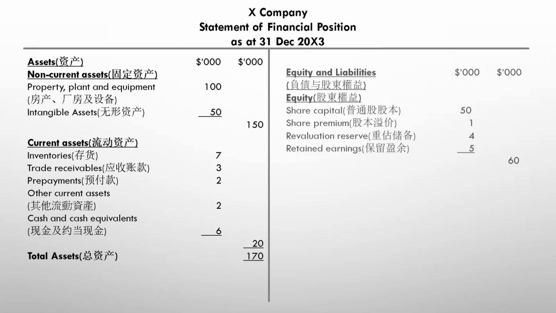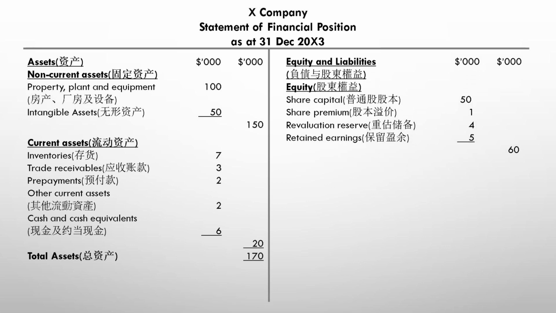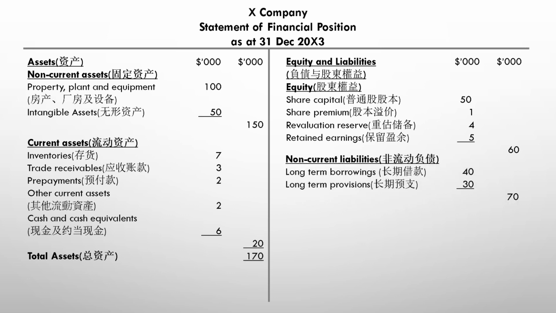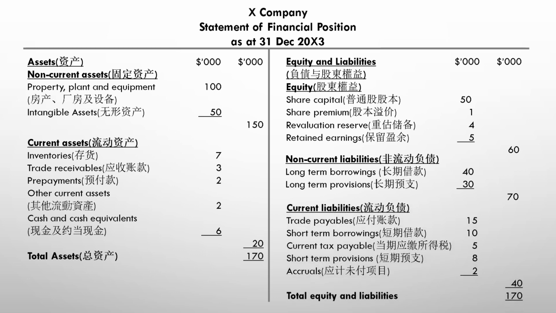For the right side, we have equity, such as share capital, share premium, revaluation reserve, and retained earnings. Next, non-current liabilities, long-term borrowings and provisions. Lastly, current liabilities, such as trade payables, short-term borrowings, current tax payable, short-term provisions, and accruals.